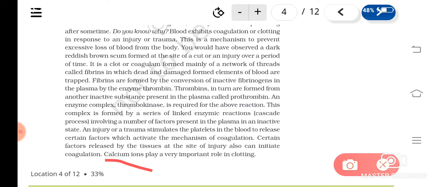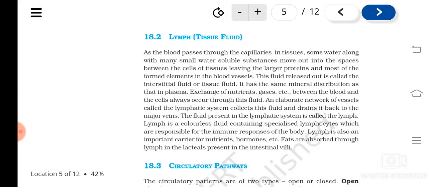It is calcium ions. So when an injury or trauma happens, platelets in the blood will release certain factors that activate the mechanism of coagulation, and during that, first prothrombin will get converted to thrombin by the enzyme thrombokinase. Then thrombin will convert fibrinogen to fibrin. Fibrins will get aligned in the wound, and that prevents further blood flow. In this way blood clotting happens.